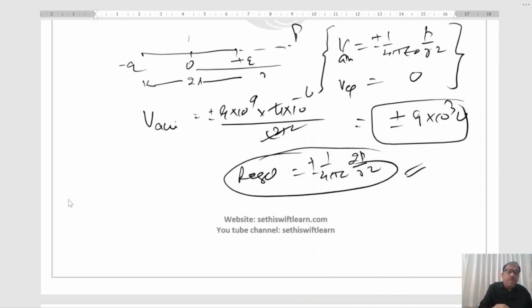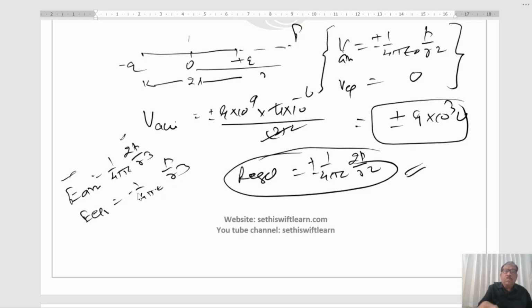I will also discuss E axial. E axial is 1/4 pi epsilon naught, 2P upon r cube. And E equatorial is minus 1/4 pi epsilon naught, P upon r cube. Means E axial magnitude-wise is equal to twice E equatorial. In this case, electric field and dipole moment are in the same direction. In this case, they are in the opposite direction. Therefore, we have put the negative sign here, right? Next question.